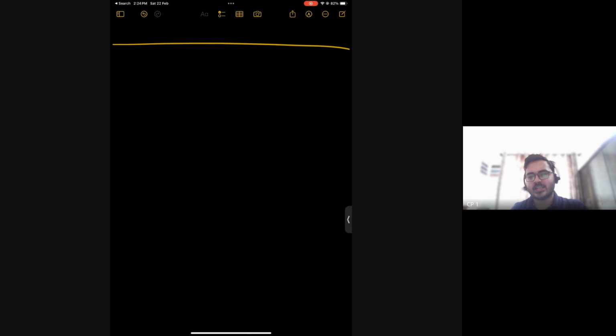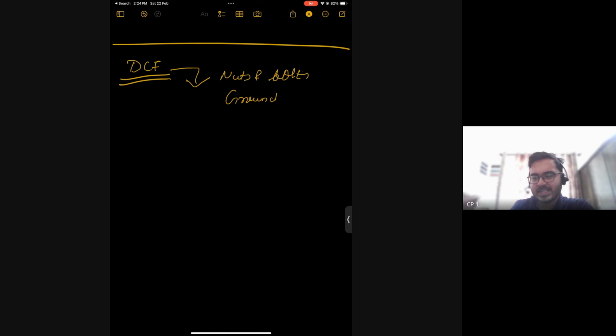Now let's try to go deeper into one of these, which is your DCF, or discounted cash flow. I'm going to use them interchangeably for now. And let's try to look at the nuts and bolts, or let's try to do some groundwork over here. So in case of DCF, what I need is the cash flows, which is thing number one, and the discount rate, which is thing number two.